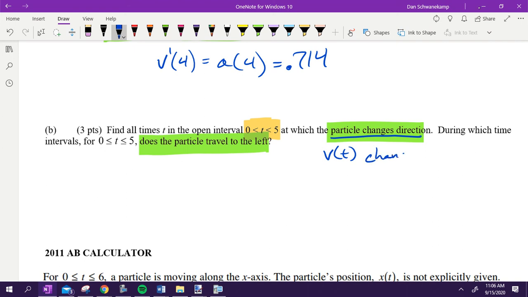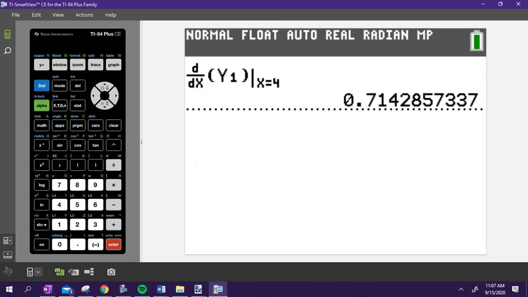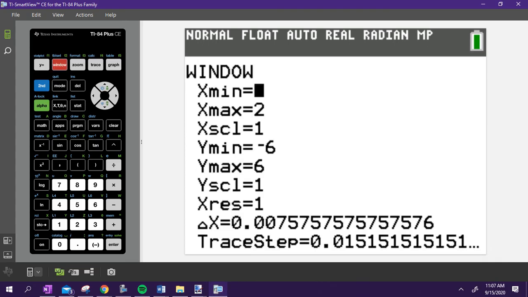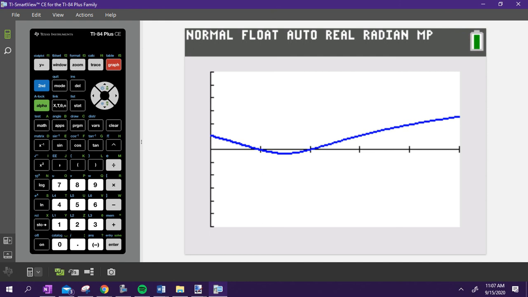Velocity changes signs. If they asked me to justify this question, that is what I would state. When does it change directions? When velocity changes signs. So again, while it says 3 points, it might not actually be worth 3 points, but writing that down is important. Velocity changes signs. We're going to hit the window button. We only care from 0 to 5 because that's what it gave to me. Hit graph.